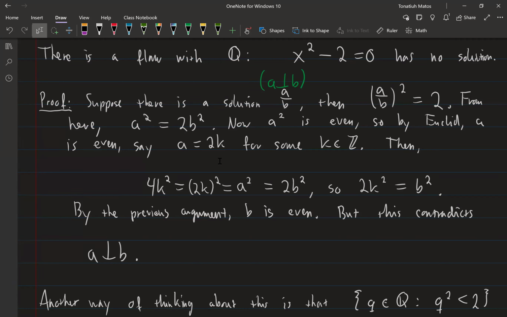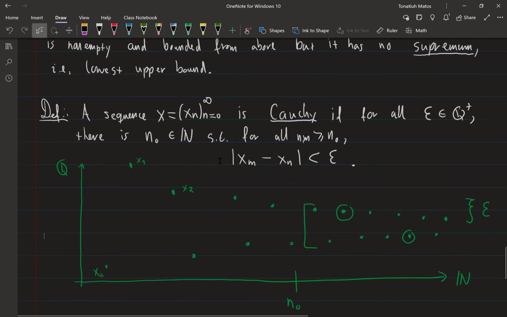So we must be able to talk about these holes without explicitly saying what those holes are, because we don't have anything to talk about them, right? We haven't defined the object that is missing. So one way of talking about that is by using Cauchy sequences because, like I said, a Cauchy sequence is like a convergent sequence where we don't specify what the limit is.